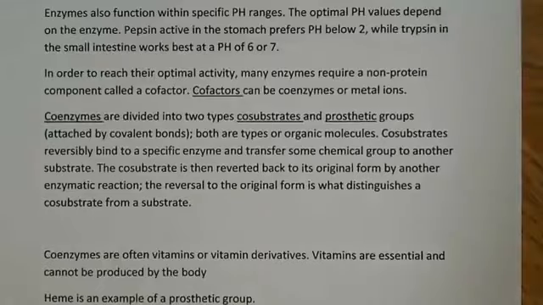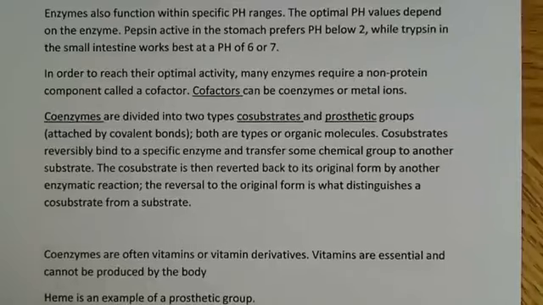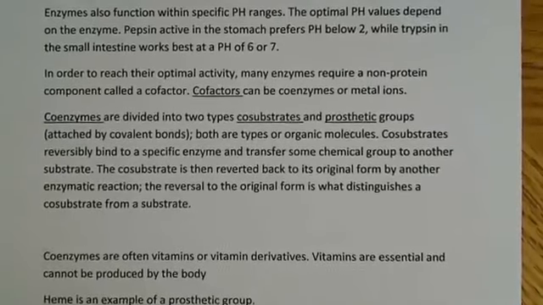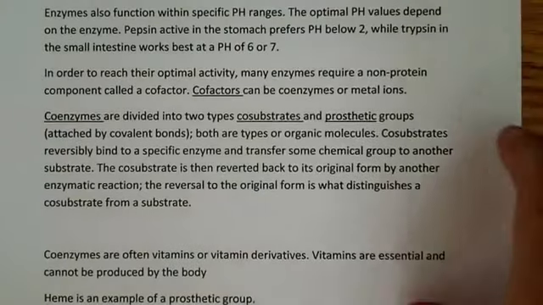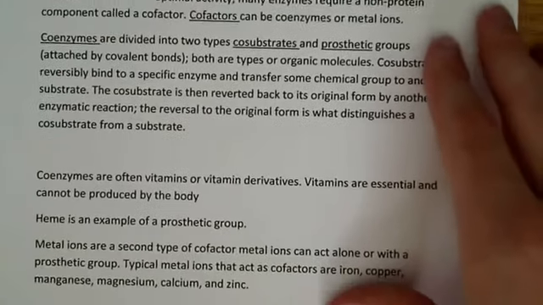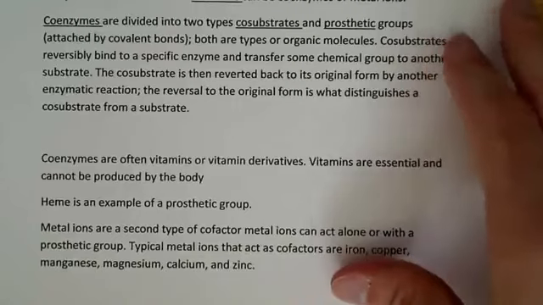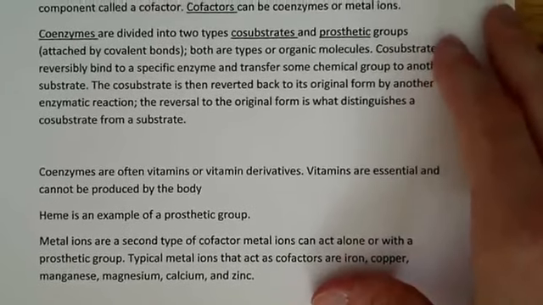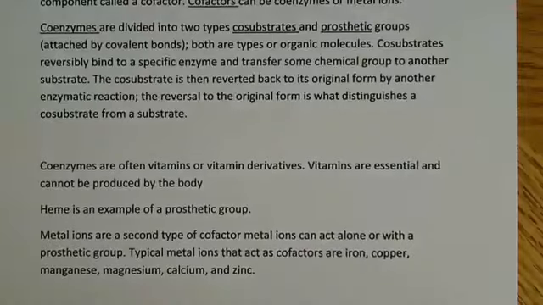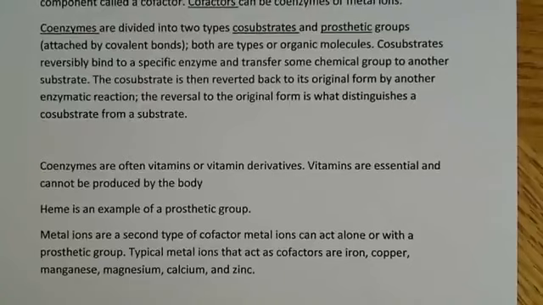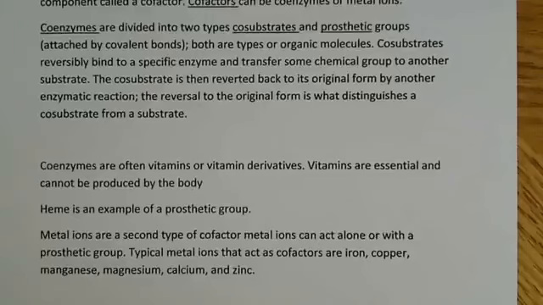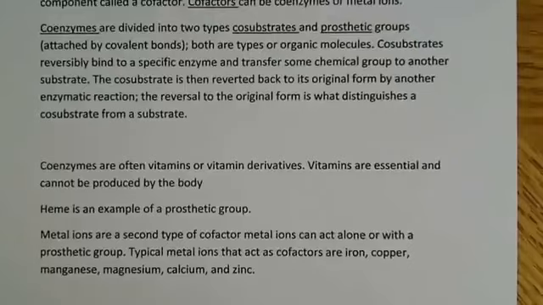In order to reach optimal activity, many enzymes require a non-protein component called a cofactor. And cofactors can be coenzymes or metal ions. So that's about as far as you have to go with cofactors and coenzymes. Some professors might cover them in depth, but for the most part, it's just getting an intuitive understanding of what they do. Coenzymes are divided into two types: co-substrates and prosthetic groups, which are attached by covalent bonds. It's important to know because a lot of allosteric effectors are not attached by covalent bonds, but rather by weak intermolecular forces like hydrogen bonds.